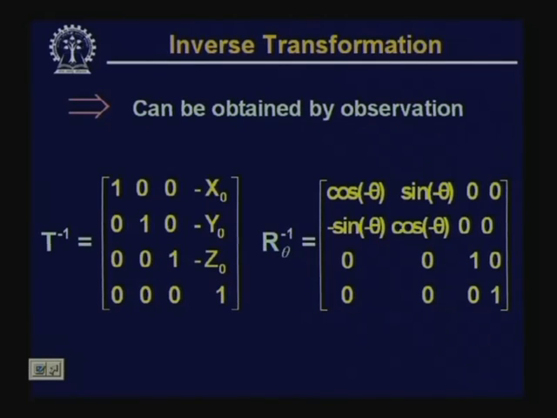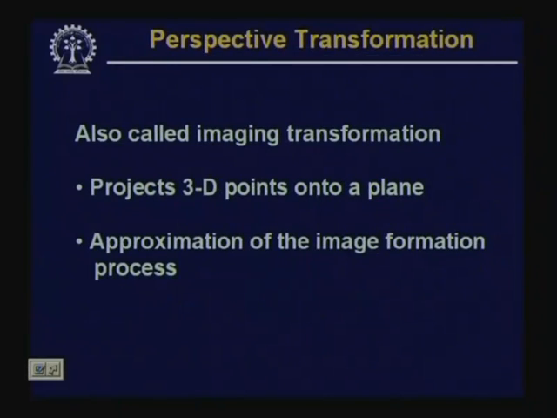Similarly, by the same observation, we can get inverse rotations, the R theta inverse, where what we have to do is, in the original rotation matrix, we had the terms cosine theta, sin theta, minus sin theta, cosine theta. Now, all these thetas are to be replaced by minus theta, which gives me the inverse rotation matrix around the z axis. Similarly, we can also find the inverse matrix for scaling, where Sx will be replaced by 1 upon Sx. So, these are the basic mathematical transformations.